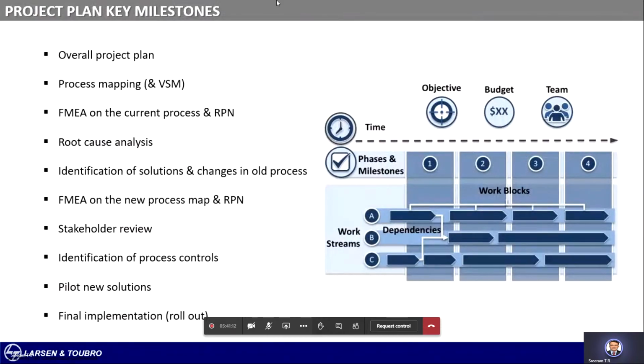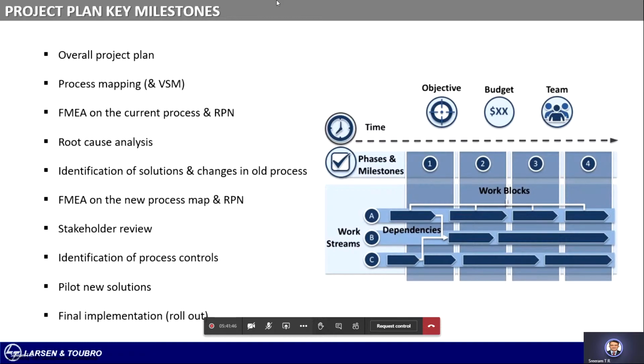So here is the project plan key milestones. When we prepare the review, stakeholder reviews also, you can keep this in mind. We should at some point in time identify an overall project plan with the key milestones as you would have already done, and then the process mapping, the FMEAs and the current process, root cause analysis, identification of solutions.